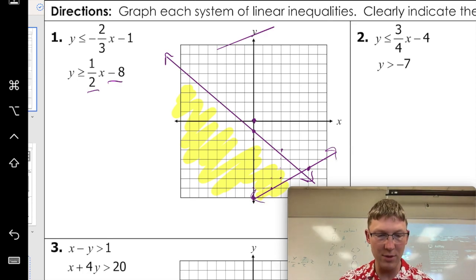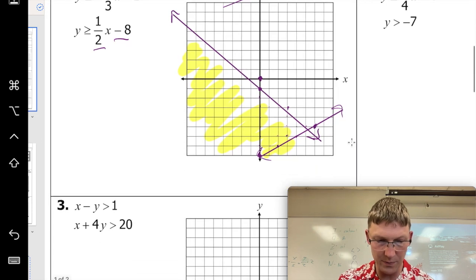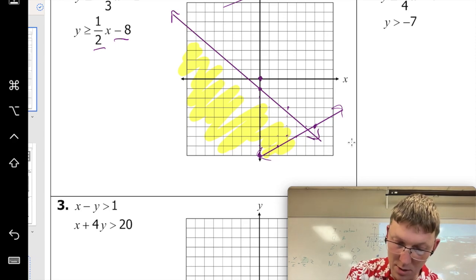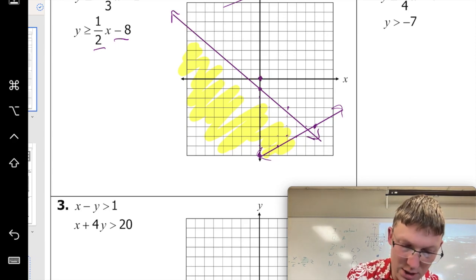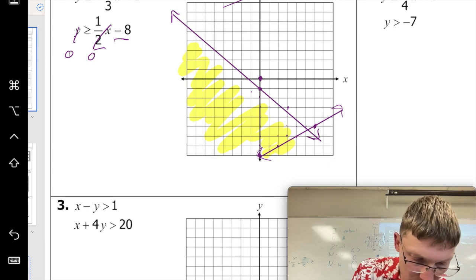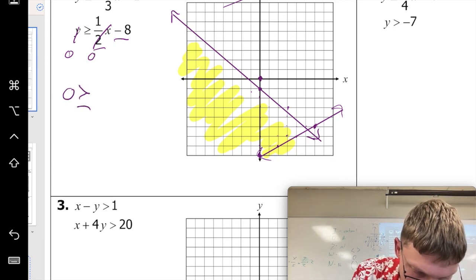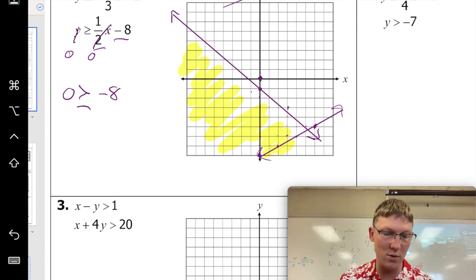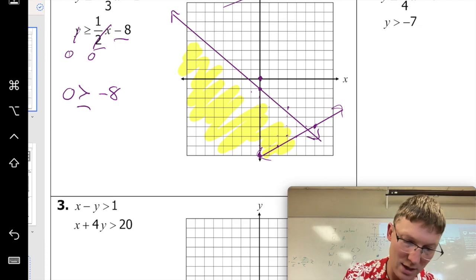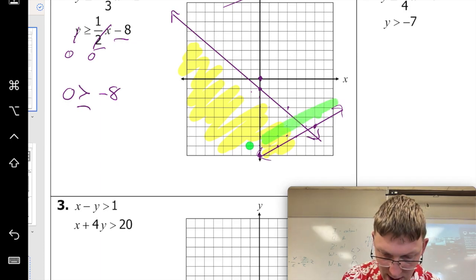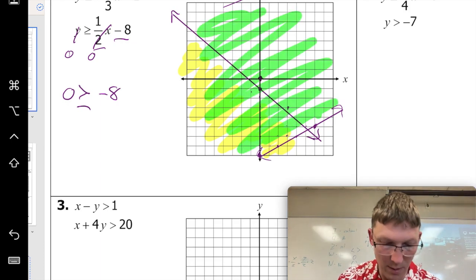Now we're going to do the same thing, and we need to figure out whether we should be shading above or below. So I'm going to pick the same point. We're going to pick the origin just because it's easier to do math with. So that turns into 0, this turns into 0. Now we have 0 is greater than or equal to -8. And again, is that a true statement? Is 0 bigger than or equal to -8? In that case, it is. I almost said it wasn't. So for this line down here, we're going to shade everything above it.